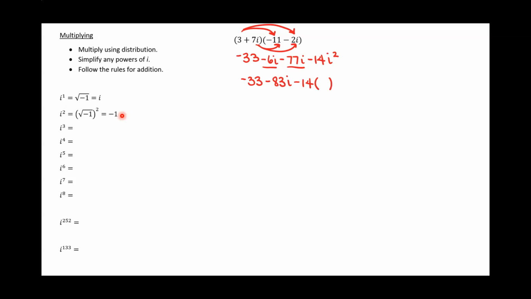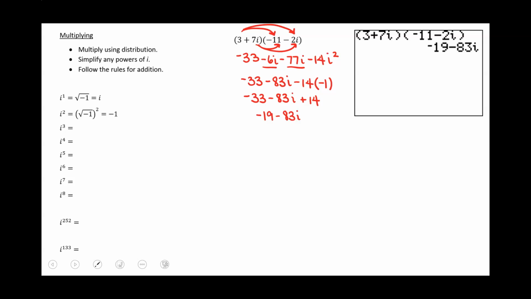All right, so when I have negative 14i squared over here, I can simplify i squared to be negative 1. So now negative 14 times negative 1 is positive 14, and I can combine that negative 33 and the positive 14 to be negative 19. When I give my answer, I want to give it in standard form, which is a plus bi. Now, we also could check that on our calculator.